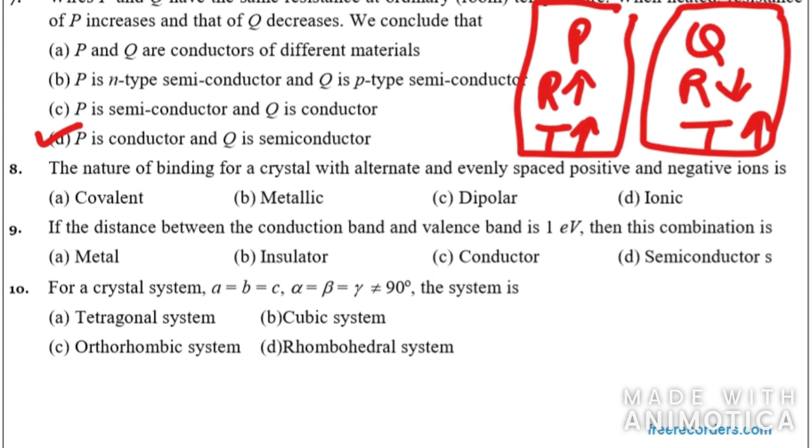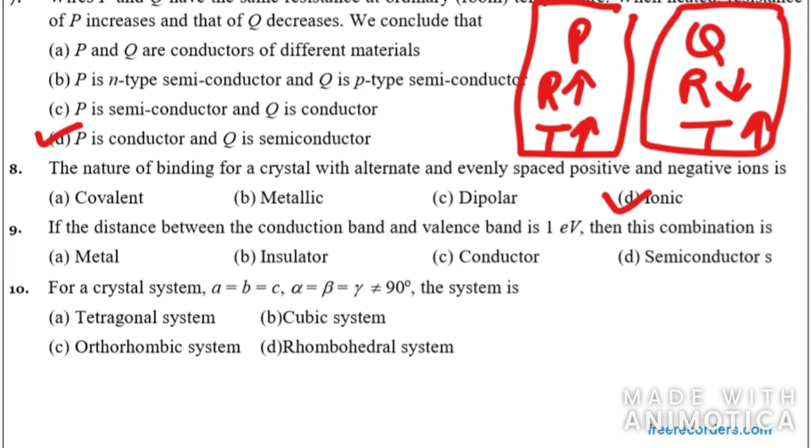Let's move on to the 8th part. The 8th part says the nature of binding for a crystal with alternate and evenly spaced positive and negative ions is covalent bond, metallic bond, dipolar bond, or ionic bond. The right answer is ionic bond, because it has positive and negative ions arranged in an alternate way.